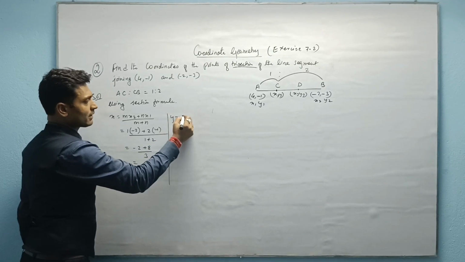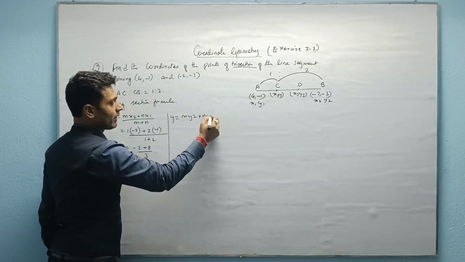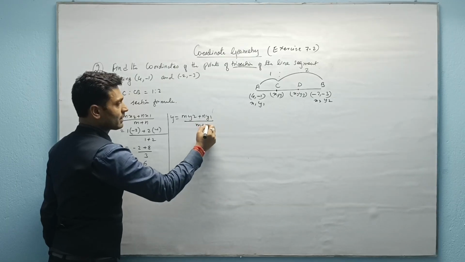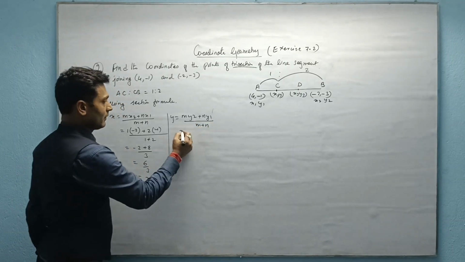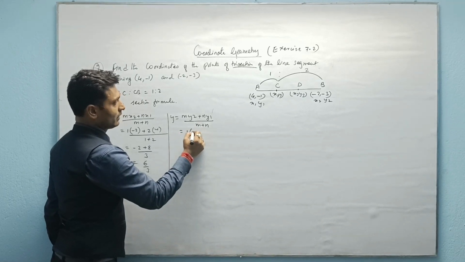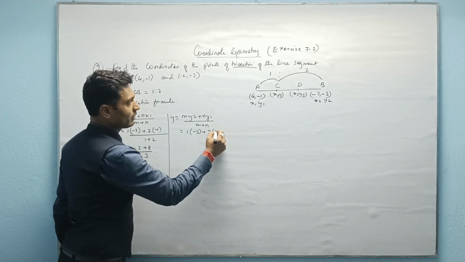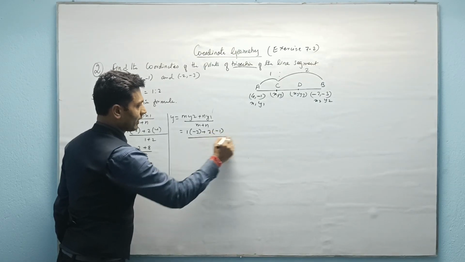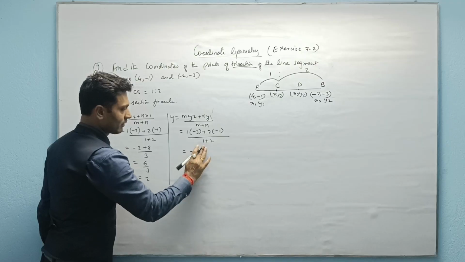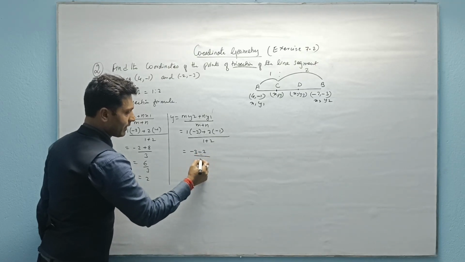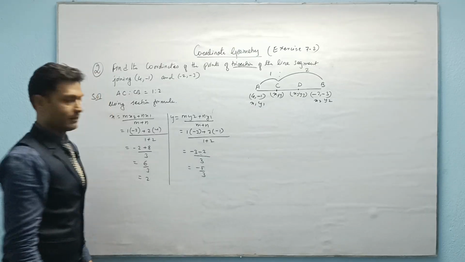Likewise, y is (m y2 plus n y1) divided by m plus n. Clear? What is m? 1. What is y2? Minus 3. N is what? 2. And y1 is minus 1, divided by 1 plus 2. So this becomes minus 2 divided by 3, which is minus 5 by 3.